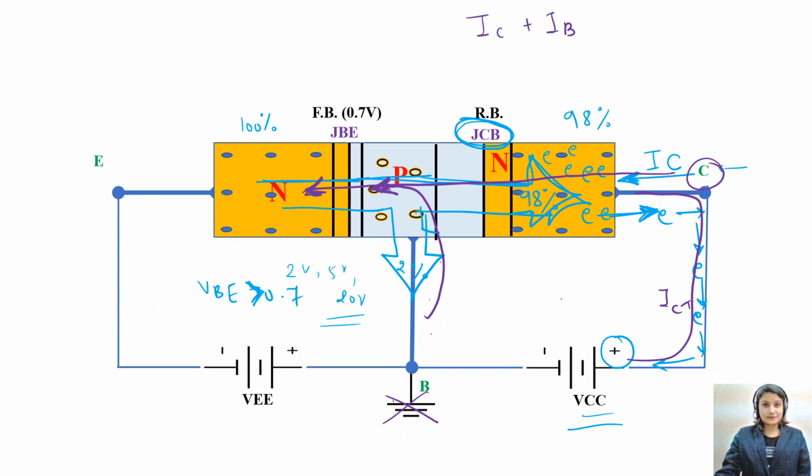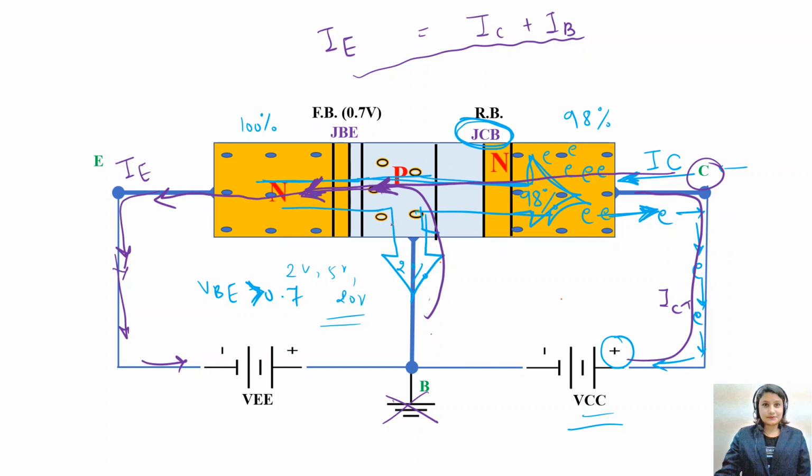Now this addition of both these currents continues to flow in the forward direction, and it is coming out of the emitter terminal. So the emitter current is actually the addition of collector current plus base current. And that is why we are getting the expression IE is equal to IC plus IB.